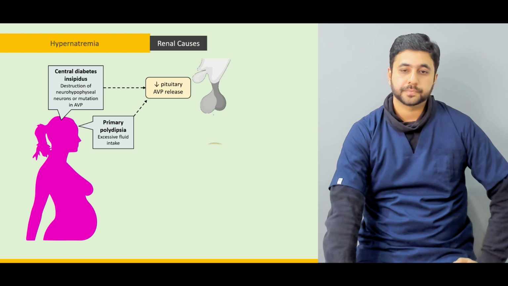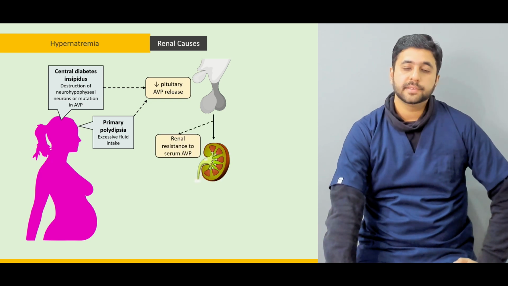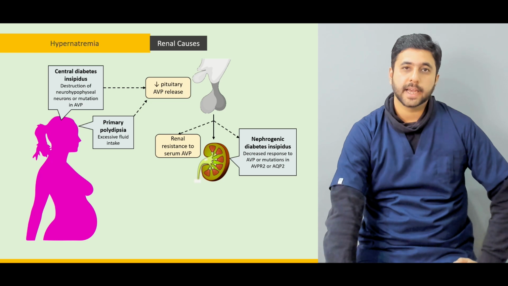AVP release. Afterwards, what happens at the level of the kidneys is, if there is renal resistance to the serum AVP or ADH, then that is termed as nephrogenic diabetes.